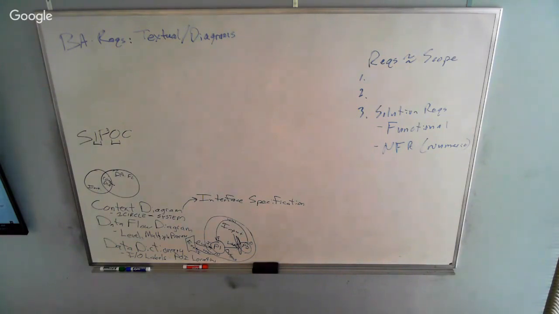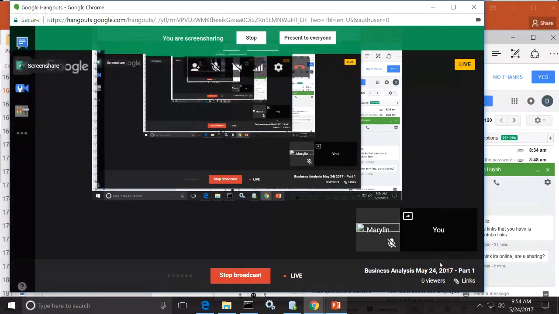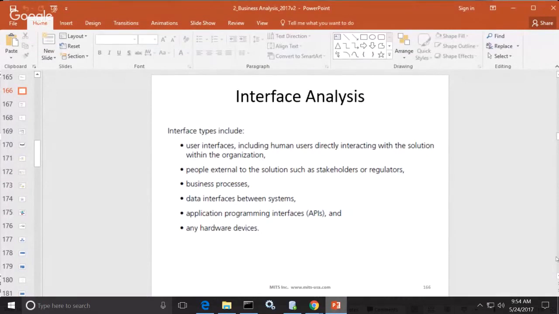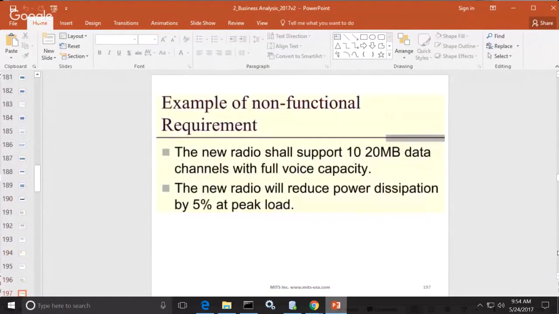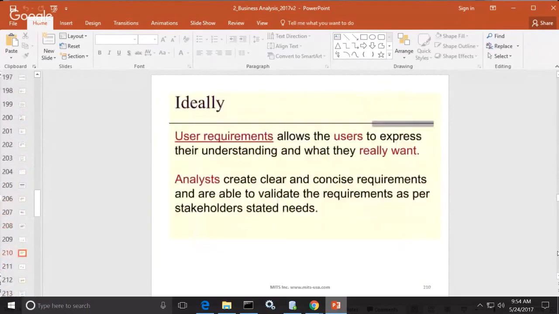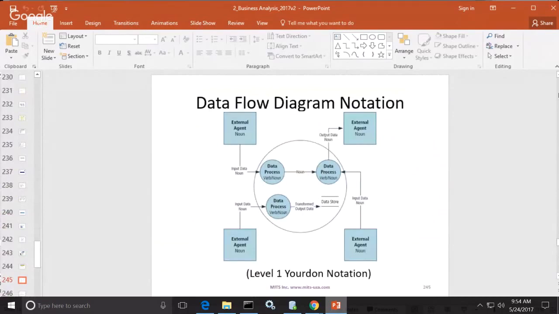So when we talk about a level in the data flow diagram, what's the level referring to there? Let me answer that by bringing up this slide here. All right, there we go.